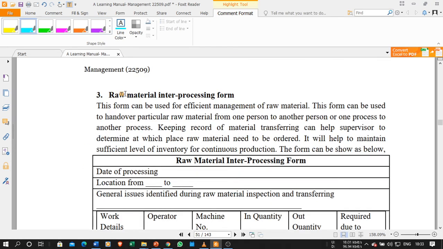Then the third, raw material interprocessing report. Okay, so what is going to be covered in this report? So this form can be used for efficient management of the raw material. What is the purpose of this form? For efficient management of the raw material, I am going to use the raw material interprocessing form. This form can be used to hand over particular raw material from one person to another person, or from one process to another process. So with this form is normally used inside the organization.